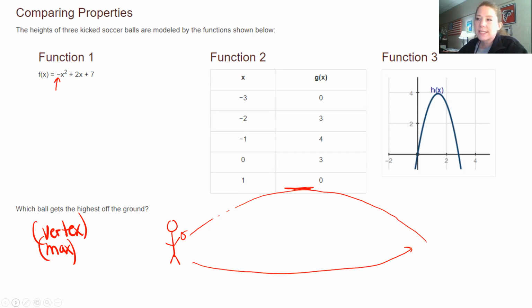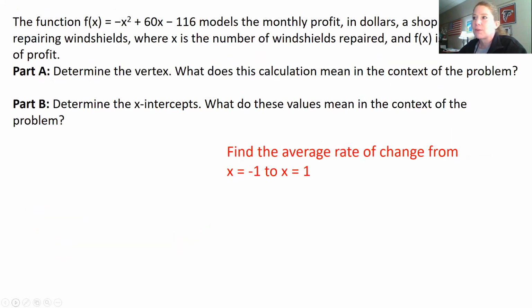So make sure you read this section, figure out what the answer is on your own for this particular problem, and check your answer on Florida Virtual. All right, so here we have a scenario. It says this function models the monthly profit in dollars a shop makes for repairing windshields. X is the number of windshields repaired, and f of x, or y, is the amount of profit.